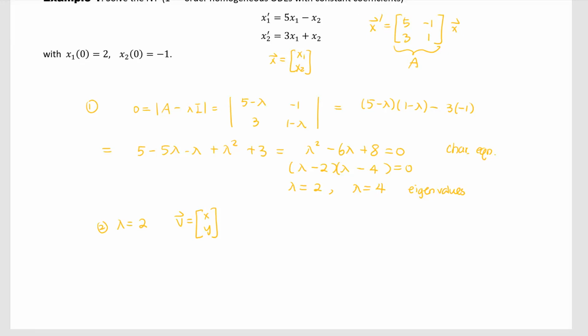Okay, so we want to have A minus lambda I times v equals 0. Okay, what is the augmented coefficient matrix? Well, A minus lambda I, 5 minus lambda gives us, so 5 minus 2 is 3. And then 1 minus 2 is minus 1. Oh, you can see what happened? So we can use negative row 1, add to row 2.